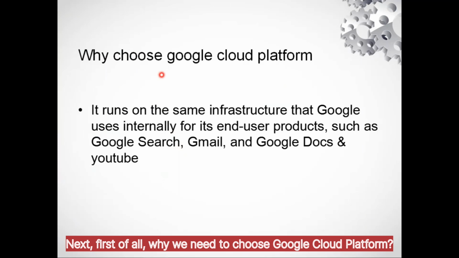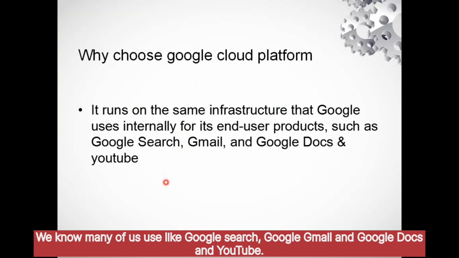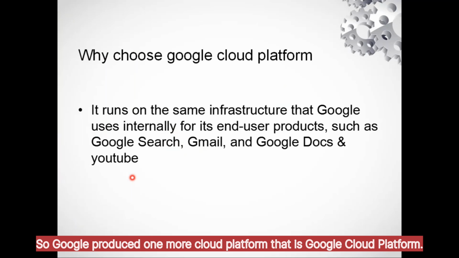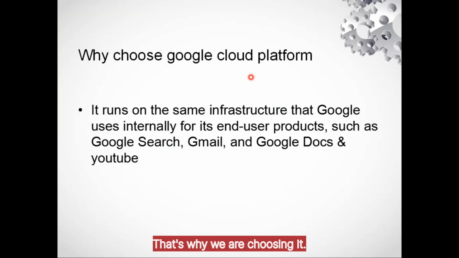Next, first of all, why do we need to choose Google Cloud Platform? Because first, Google has a very good reputation and it is a brand. Many of us use Google Search, Gmail, Google Docs and YouTube. These are all well-established, competitive brands that Google produced. So, Google produced one more cloud platform, that is Google Cloud Platform. Based on the reputation and the brand, we can easily trust Google Cloud Platform. That's why we are choosing it.